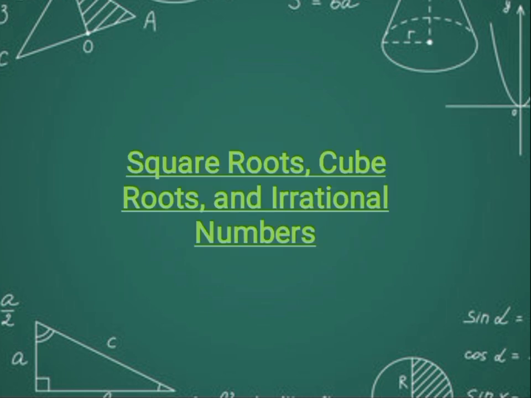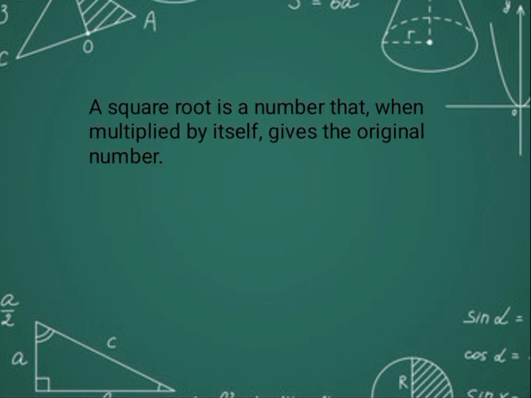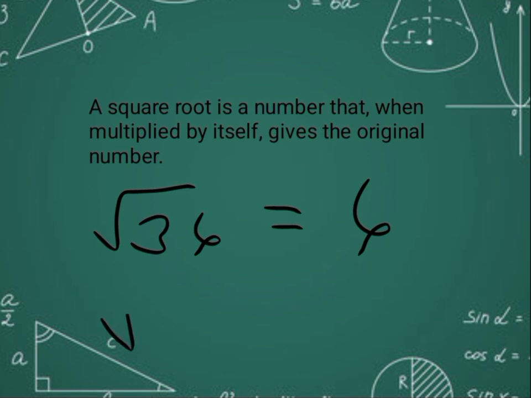So let's begin with square roots, cube roots, and irrational numbers. A square root is a number that when multiplied by itself gives the original number. For example, the square root of 36 is equal to 6 because 6 times 6 is equal to 36. Another example, the square root of 25 is equal to 5. So these are called the perfect squares.